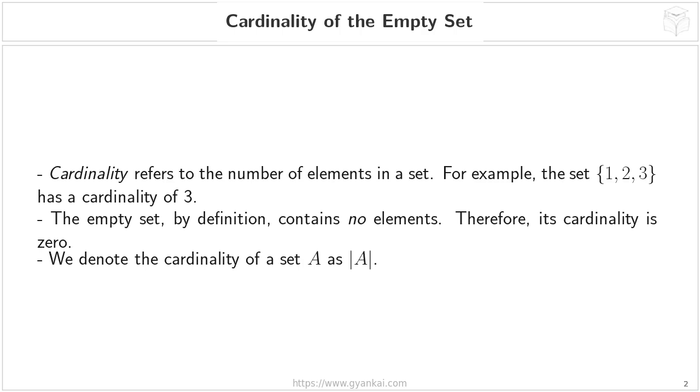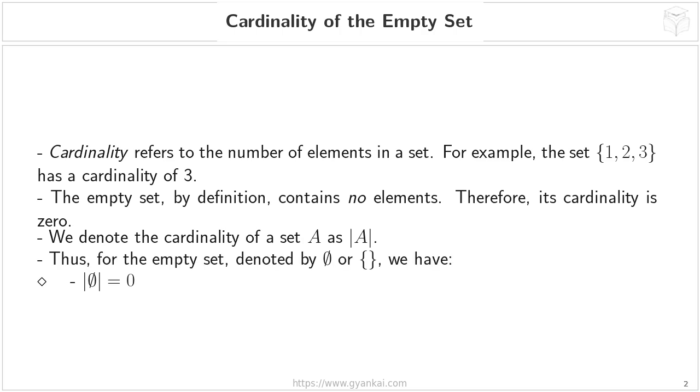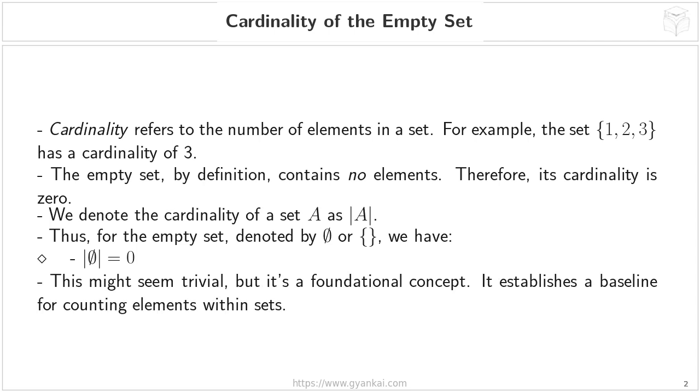Therefore, if we want to know its cardinality, how many elements are in it, the answer is 0. We have a special notation to represent cardinality. We write the name of the set, for example, A, and then a vertical bar on either side of it. So that's read as the cardinality of A. Therefore, specifically for the empty set, we can write that the cardinality of the empty set is equal to 0. That's written as the symbol for cardinality of the empty set equals 0.